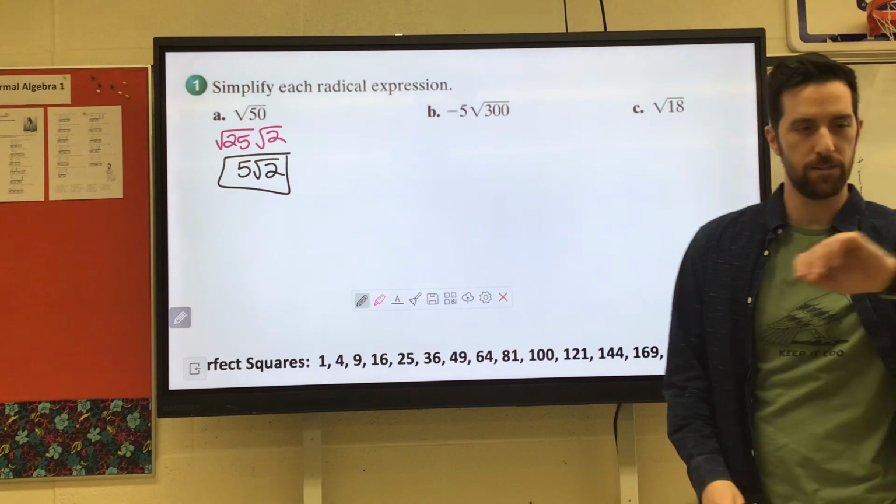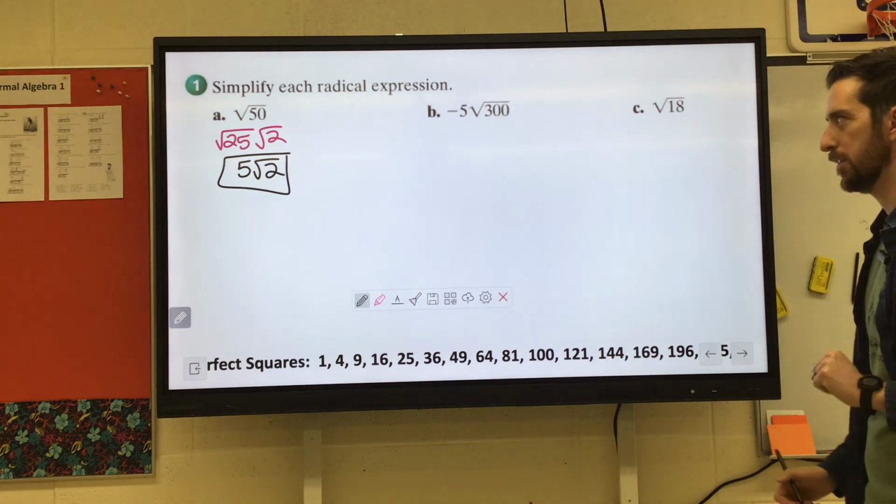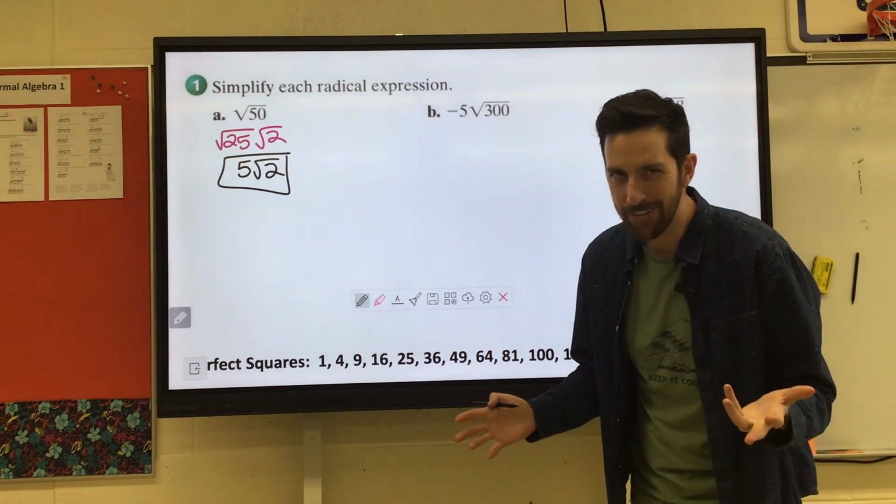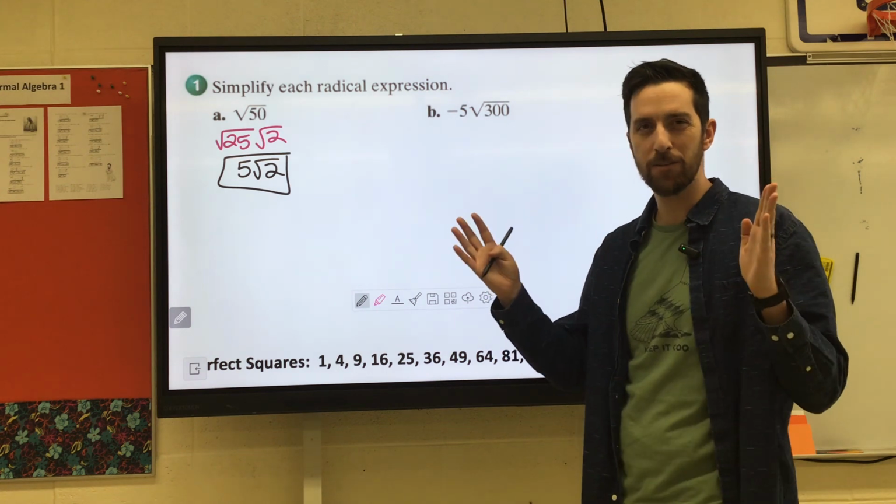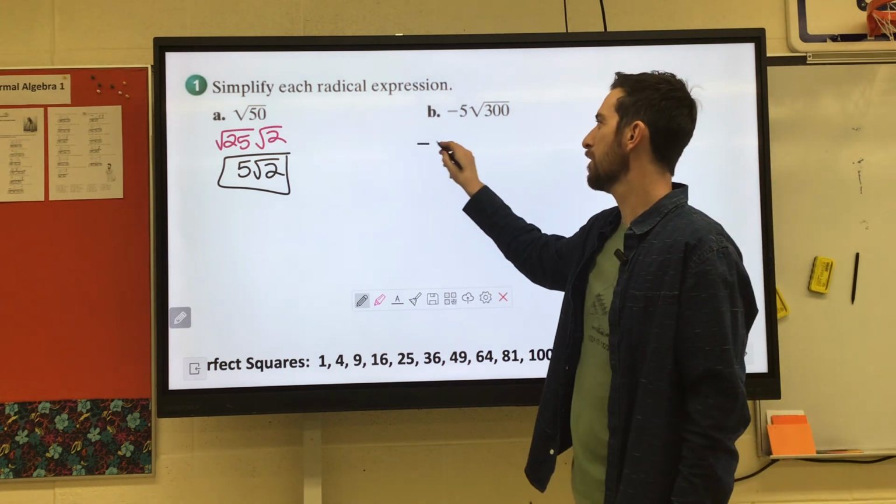Now, ooh, on this one we have a number outside of it. We've kind of already done that. Again, all this stuff's being multiplied. So let's work on this 300.